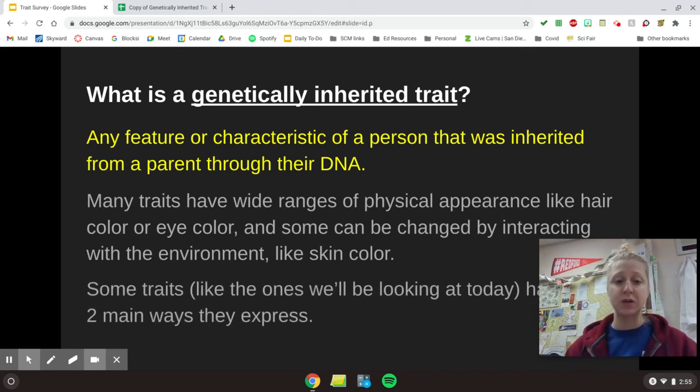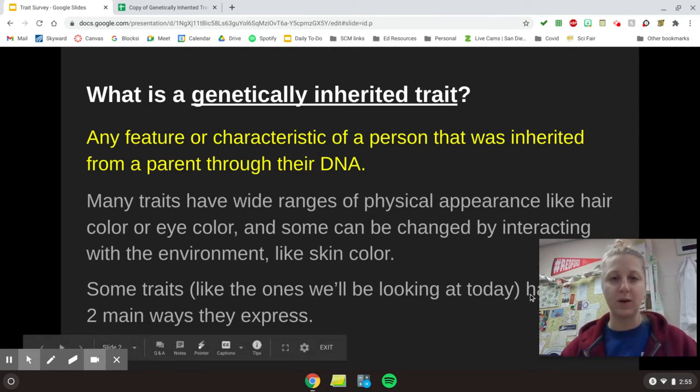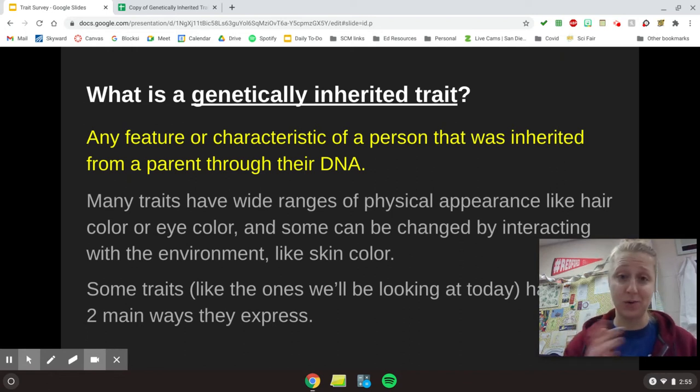And so the traits that we're going to look at really only have two main ways that they express. Either you're right-handed or you're left-handed, for instance. And I understand some of you may think that we'll talk more about that one in a minute. But the traits we're going to look at today have two main ways that they express.